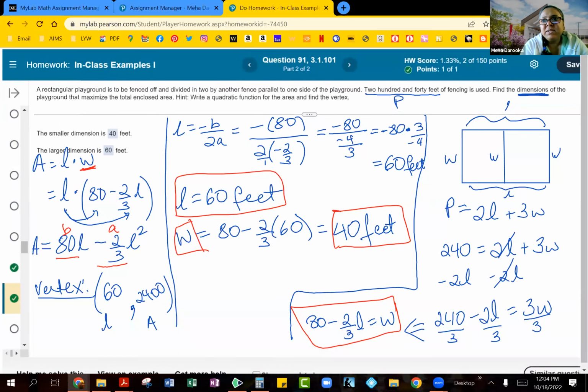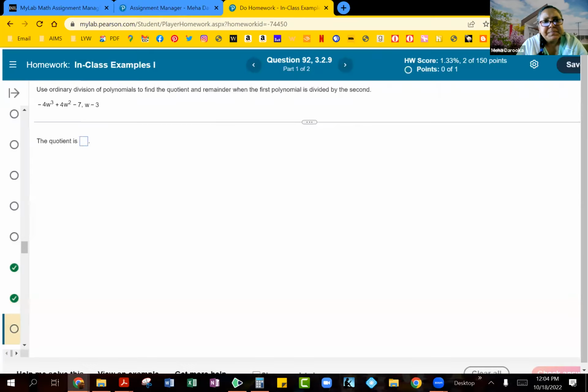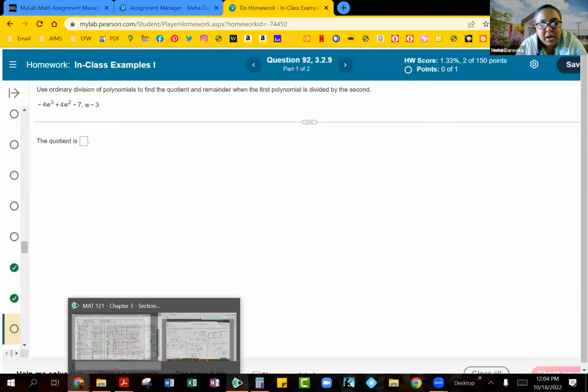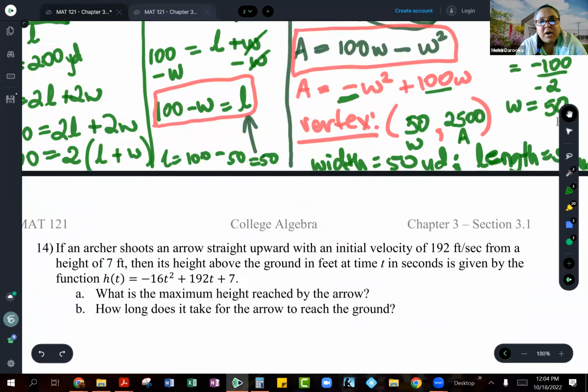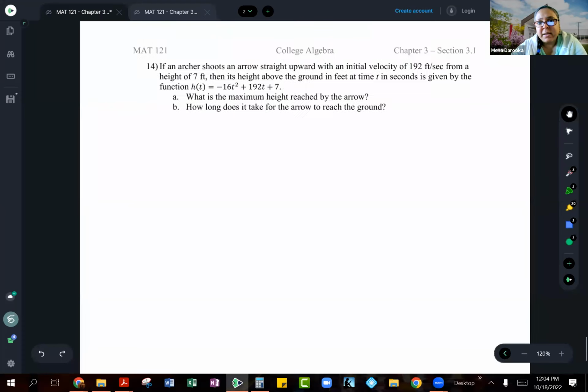Questions, guys, on this example here? Okay, all righty. So let's clear this out. All right, so that's pretty much what our last part of section 3.1 is talking about.